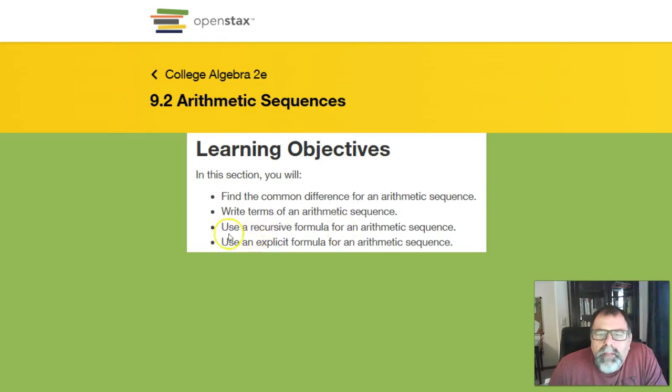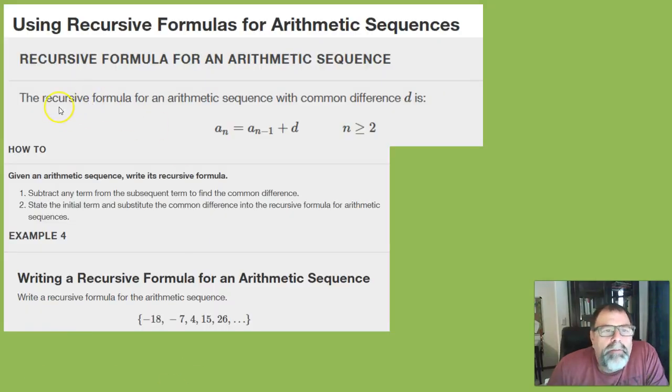And that brings us to the next learning objective, which is going to show you the recursive formula for an arithmetic sequence. So you want to be able to use a recursive formula for an arithmetic sequence. Okay, so here's the recursive formula for arithmetic sequence common difference d. It's the nth term, A sub n, is equal to the previous term, A sub n minus 1, plus your common difference, d. And so if you're given the first term, you just keep repeatedly adding your common difference to get the next term, and so on. Okay?